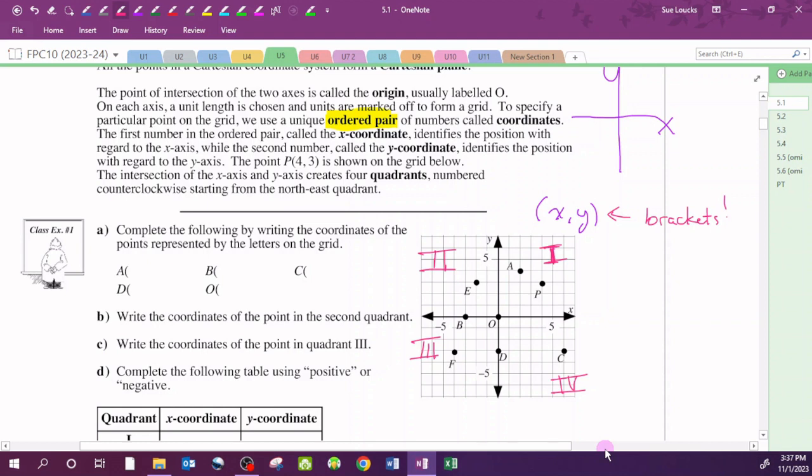Okay. Let's do example A. Let's write the coordinates of each point. So point A is right here. So we start at the origin and we count the x's first, and you're counting not lines but gaps, like how many jumps. So I'm going to go, it's 1, 2. So that's going to be my x coordinate. And then my y coordinate is 1, 2, 3, 4.